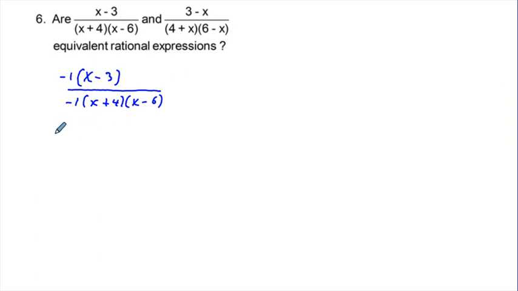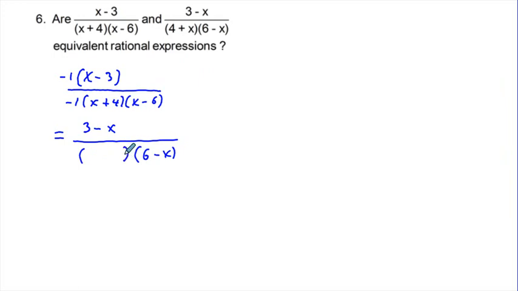Okay, I'm going to go ahead and work down here. What we have here is negative 1 times quantity x minus 3, and we can write this as 3 minus x. And in the denominator, we have to choose: we can distribute this negative 1 to only one of these factors. So I'm going to distribute it to this x minus 6, and we distribute the negative 1 to that, and we're going to get 6 minus x.